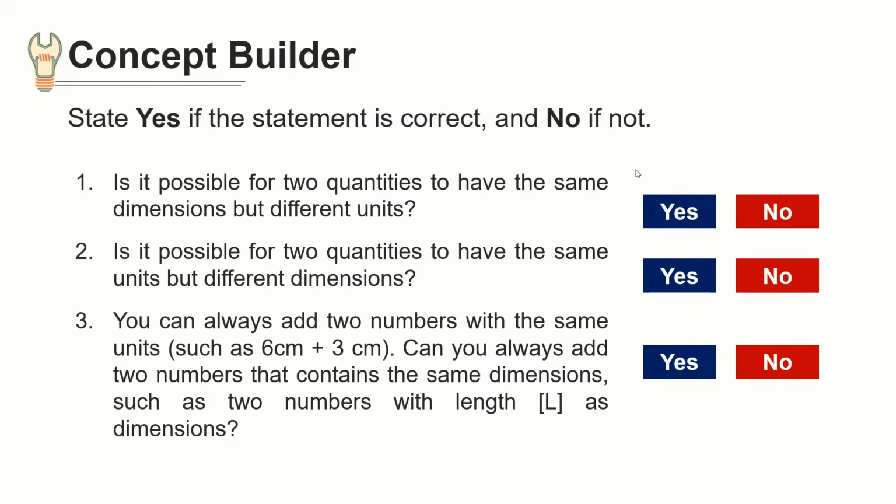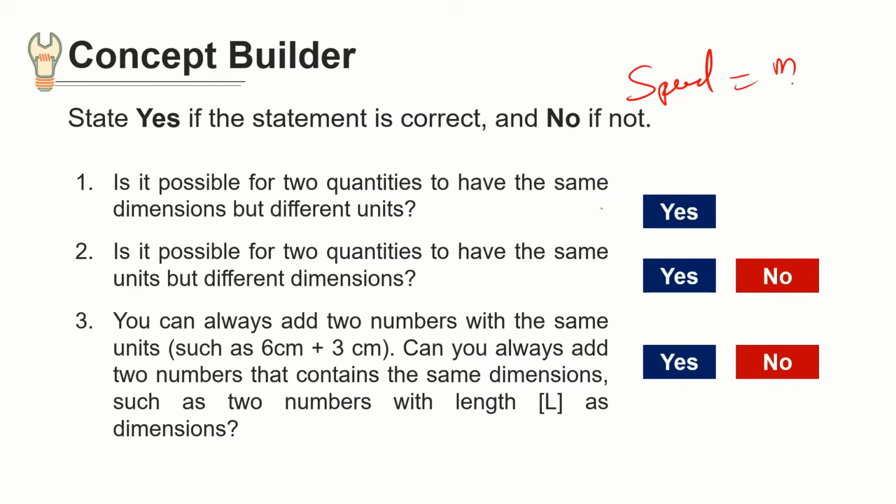Okay, so to answer this question, number 1, is it possible for two quantities to have the same dimension but different units? So ang sagot dito is yes. So posible na yung two quantities have the same dimensions but different units. So for example, sabi natin kanina, yung speed natin, di ba?